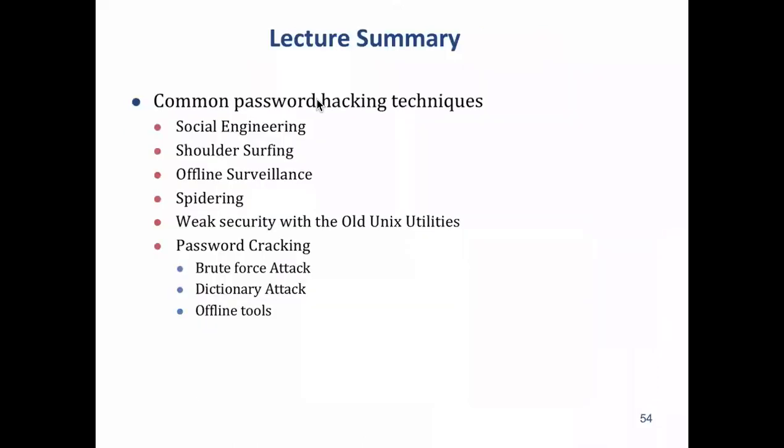Okay. All right. To summarize, we have looked at some of the techniques: social engineering techniques, shoulder surfing, offline office surveillance kind, spidering, and then old Unix utilities like FTP, etc. Okay, and we have also looked at brute force attack, dictionary attack, and some offline tools we can use. Rainbow table is left out, which you please go through in the PPT and try to understand, and then we'll possibly discuss it in brief in the next class.